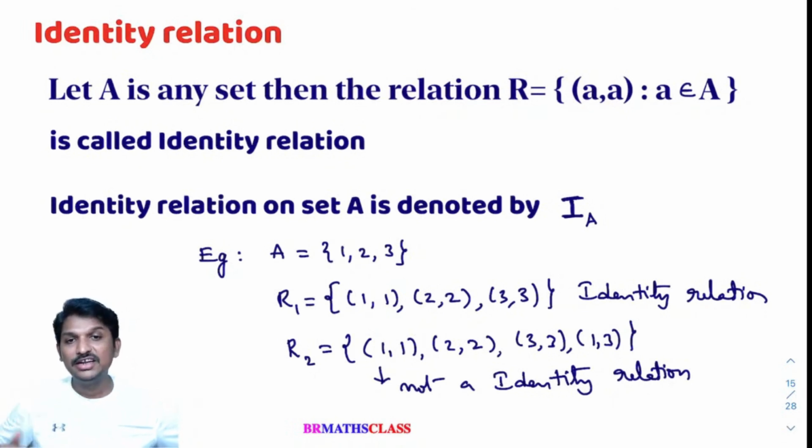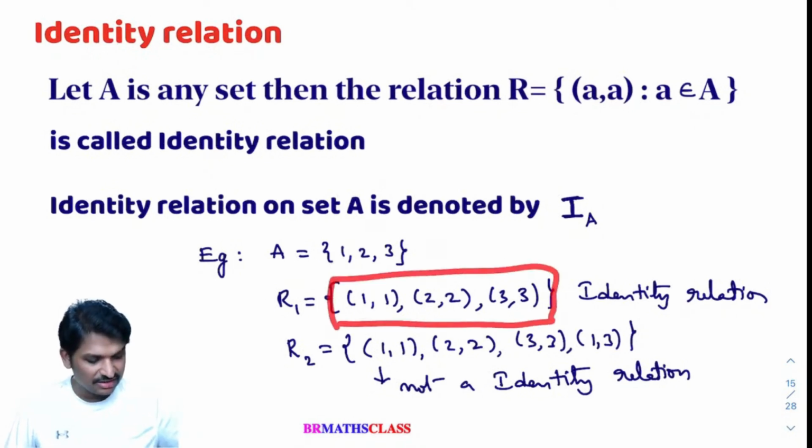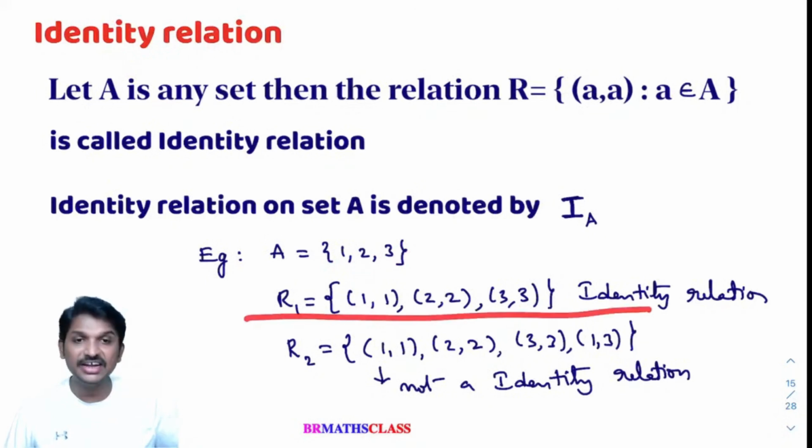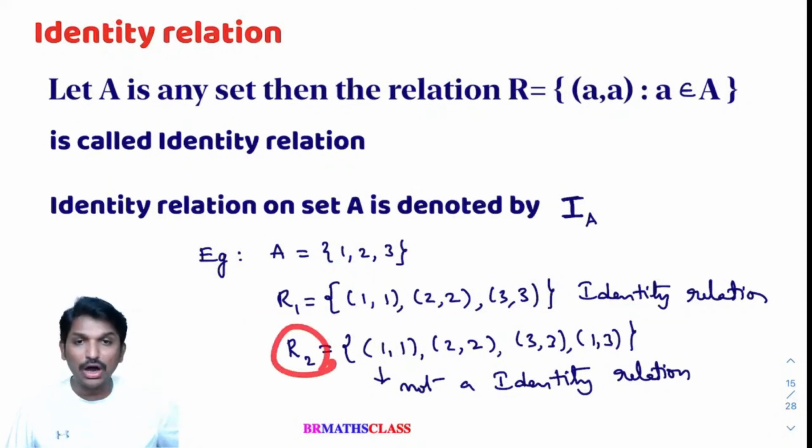Here, the difference between identity relation and reflexive relation. You observe, is this an identity relation? Yes, it is an identity relation. Is this relation reflexive? R1 is a reflexive relation. For every x belongs to A, the ordered pair x comma x belongs to the relation. You look here, 1 comma 1, 2 comma 2, 3 comma 3. Yes, R1 is a reflexive relation, and R1 is an identity relation also. When it comes to R2, is it an identity relation? No, it is not an identity relation because of this element.